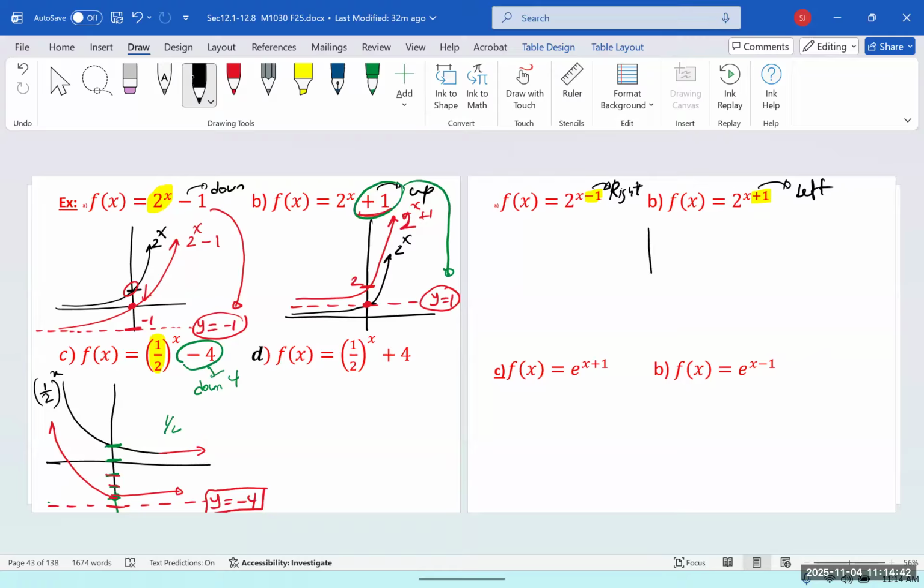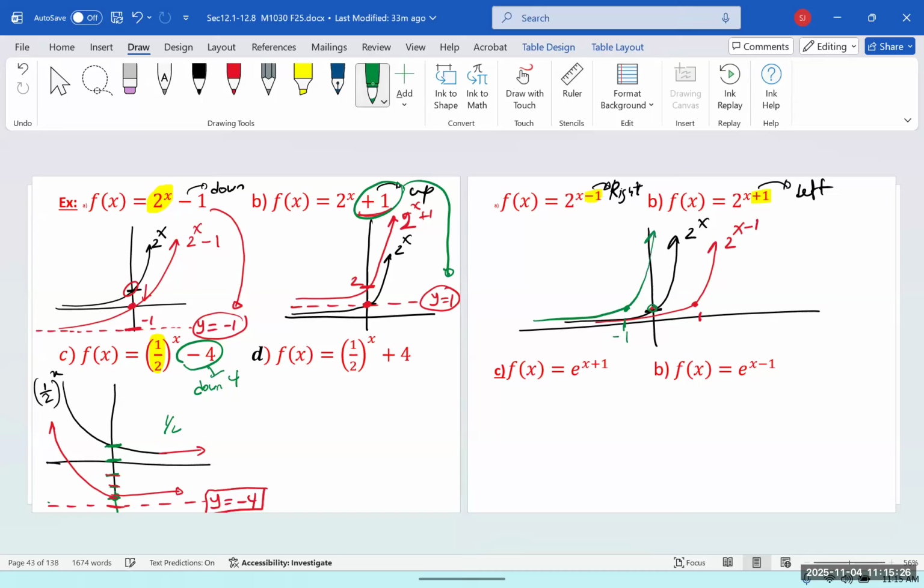So let me draw both graphs on the same plane. The original one, since 2 is a whole number, will be an increasing graph: 2 to the x. Now this graph is going right 1 unit. So you take this y-intercept point and go right 1 unit, and then you draw the same graph. So this is 2 to the x minus 1. Then for left, you take this and go 1 unit left and draw the same graph. That is 2 to the x plus 1.